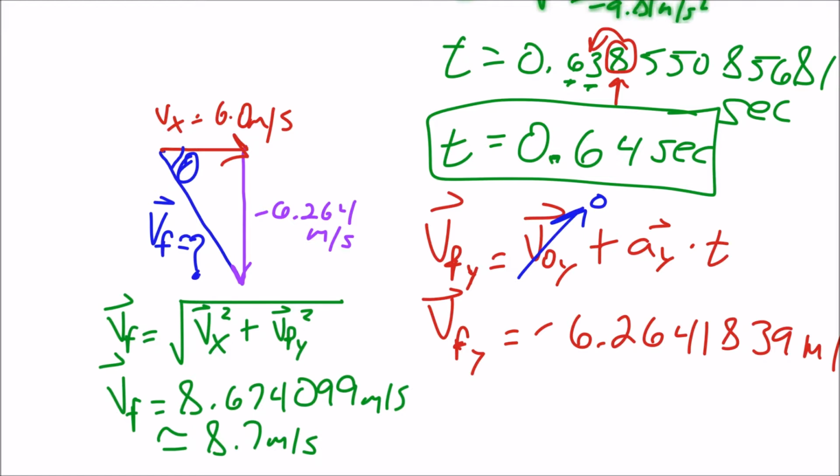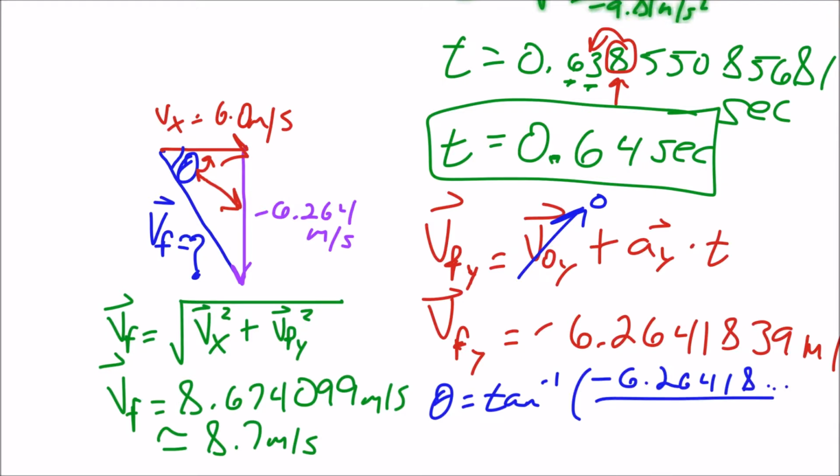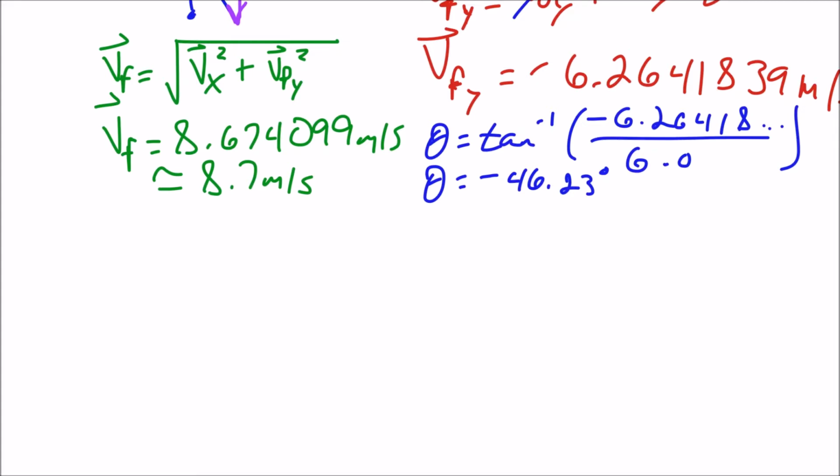Now we need to get our direction. So based off of that angle theta, I have the opposite side and I have the adjacent side. So I need to do tangent. Okay, so I know that theta is equal to the inverse tangent of negative 6.26418 blah blah blah over 6. Okay, and so when I do that, I'm getting theta to be negative 46.23 degrees. Now, you can't have a negative degree value, all right? So what that means is, the reason that your calculator is telling you it's negative is because they're saying that the angle is something below this positive x-axis over here, okay? It's this angle right here.